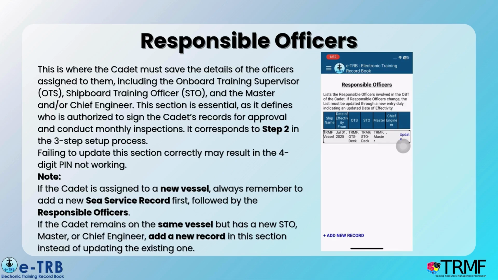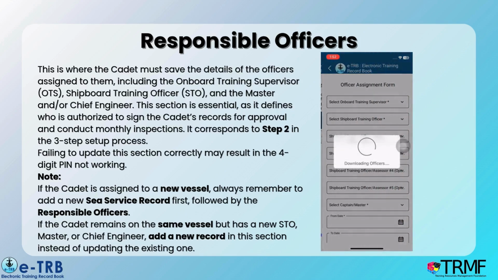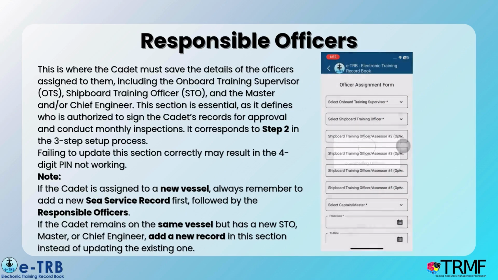This is where the cadet must save the details of the officers assigned to them, including the Onboard Training Supervisor, OTS, Shipboard Training Officer, STO, and the Master and/or Chief Engineer. This section is essential as it defines who is authorized to sign the cadet's records for approval and conduct monthly inspections. It corresponds to Step 2 in the 3-step setup process.